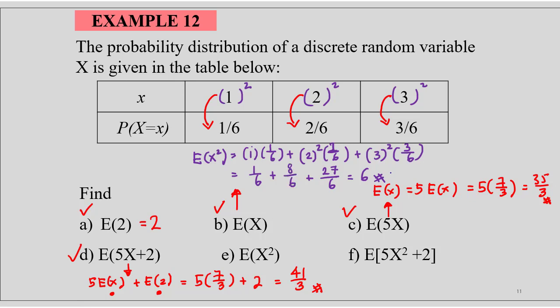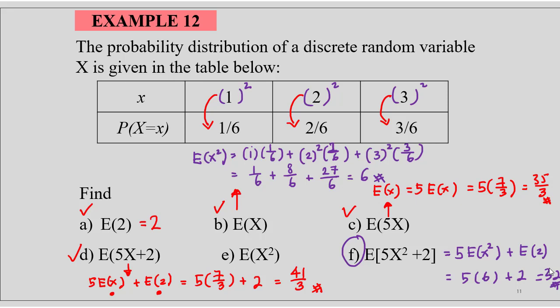Once you get it, when it comes to question F, by using the properties, it will be 5 times the expected X squared plus E of 2. So it will be 5 times 6 plus 2. So we get the answer 32. It's super easy, and I believe that you are able to do it.